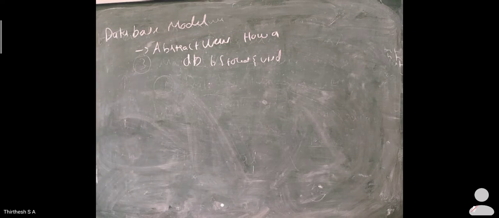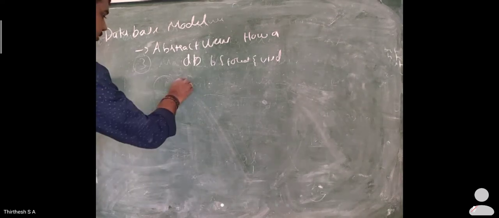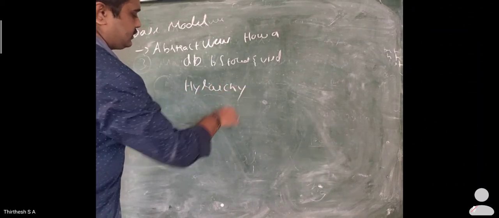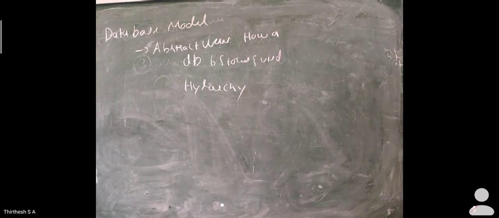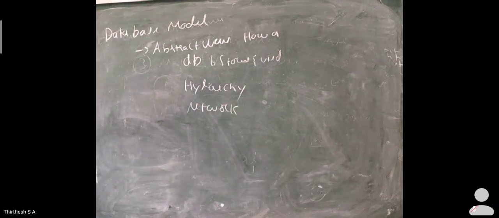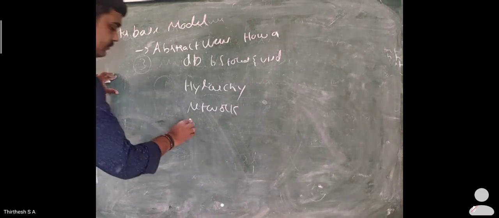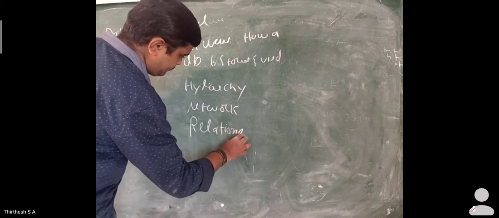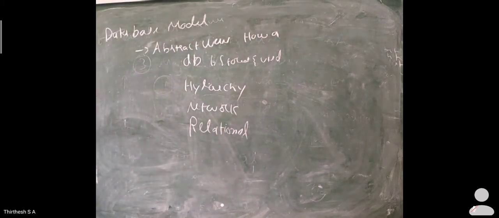So there are three types of model. One is the hierarchical model, the second one is the network model, and the third one is the relational model. There are three types of model: hierarchical, network, and relational.